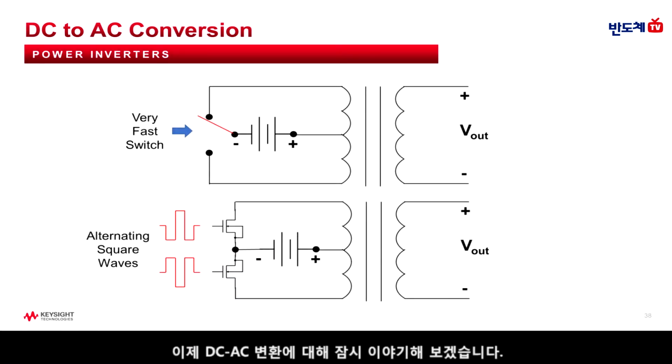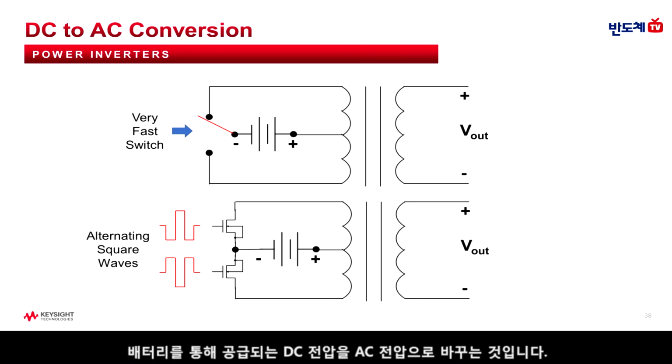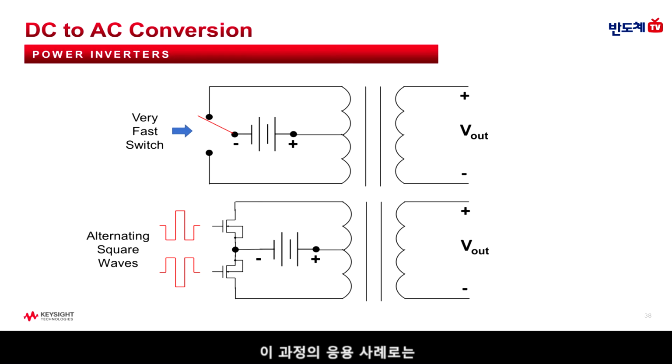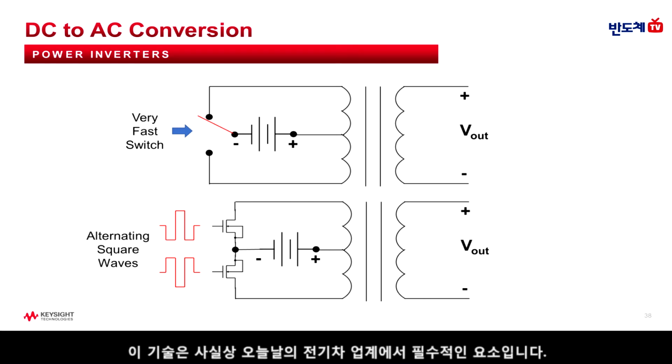So let's take a second to talk about DC to AC conversion. The main use of DC to AC power conversion is to convert DC voltage supplied by a battery into AC voltage. And of course, one application of this process, not necessarily the only one, is to supply power to an AC electric motor. And since virtually all electric vehicles use AC motors, this technology is pretty much essential to the modern electric vehicle industry.